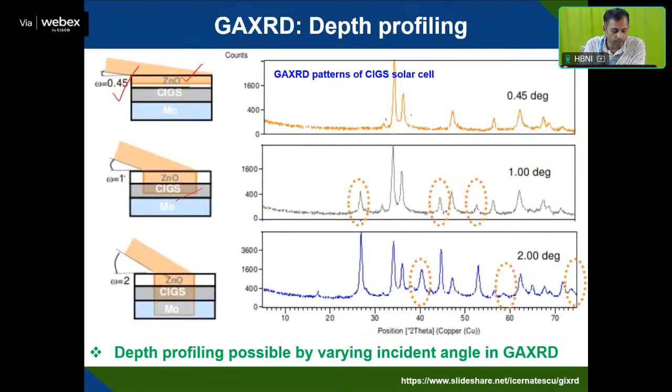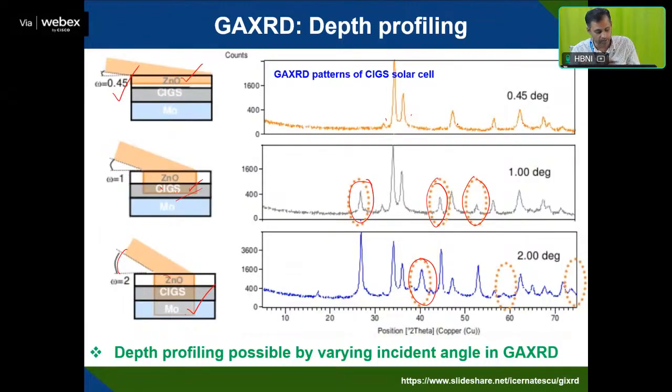But when you go to omega equal to 1, you see that the X-ray beam is going into the CIGS layer, and you get additional peaks because of that CIGS signal, that is the solar cell. And if you increase the angle higher, to omega of 2 degrees, you can see it touching the molybdenum side, so you are able to get the peak from the molybdenum.